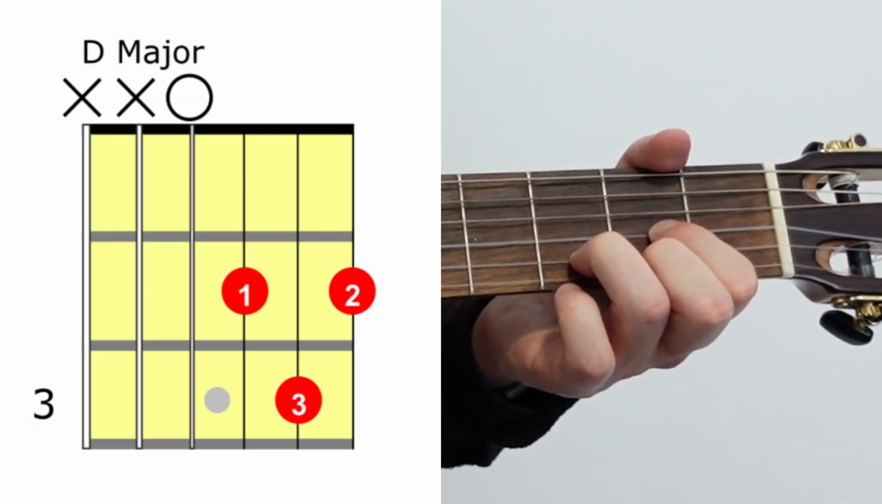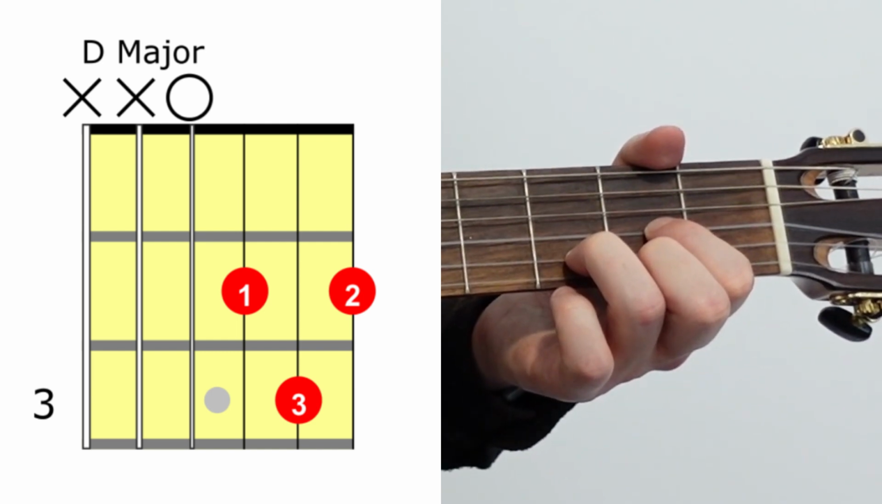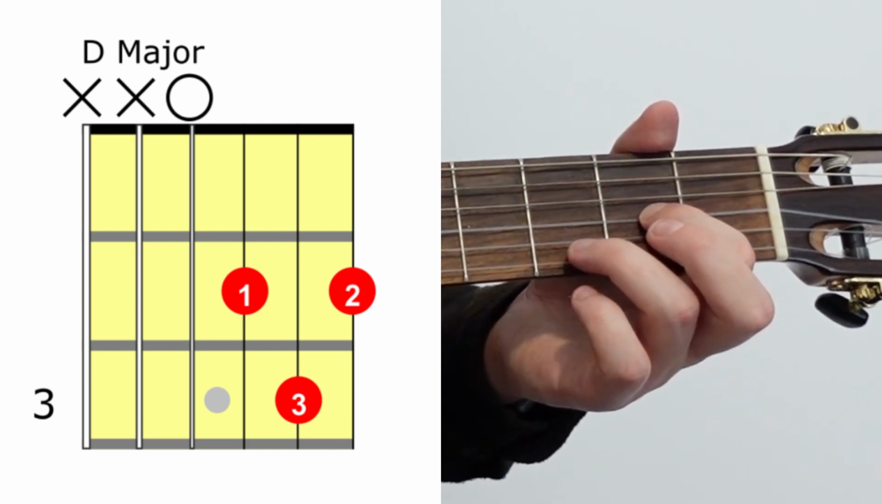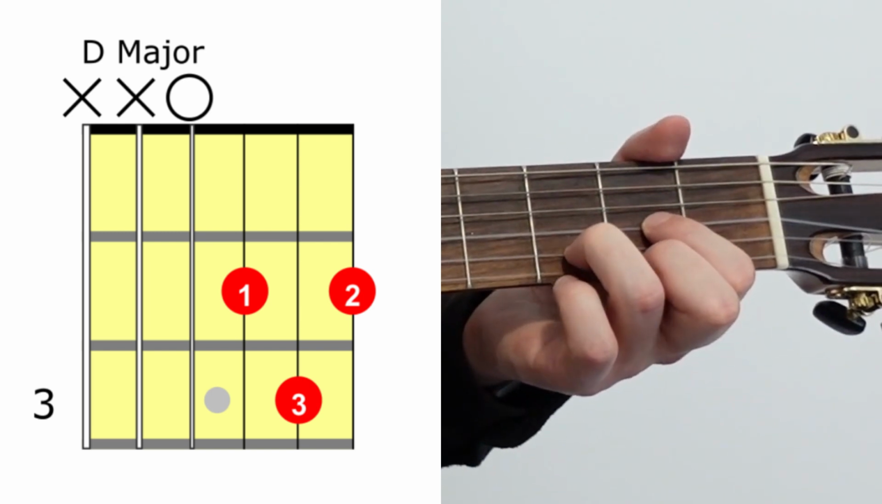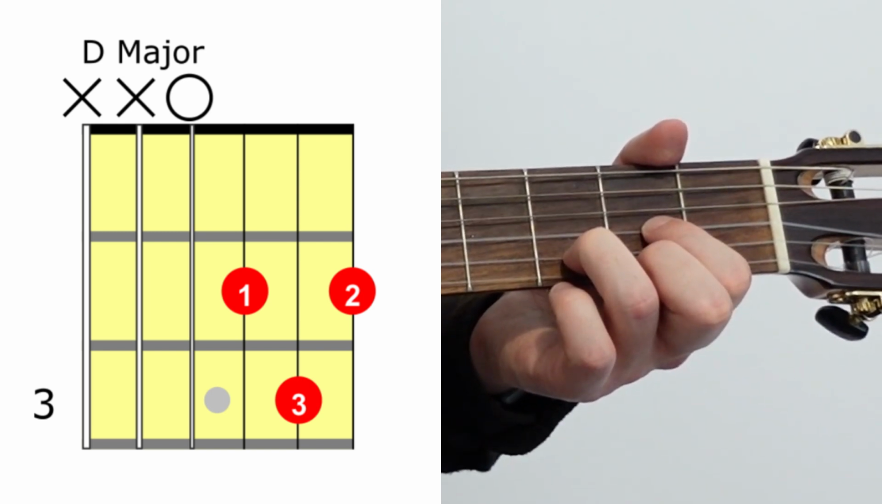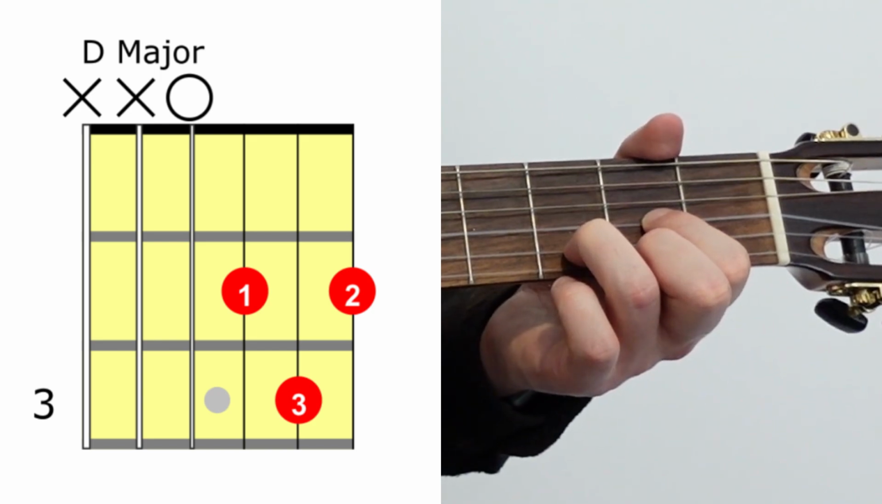This is D major. First finger goes on the G string, 2nd fret. Third finger goes on the B string, 3rd fret. And second finger goes on the high E string, 2nd fret. You then strum from the D string down.